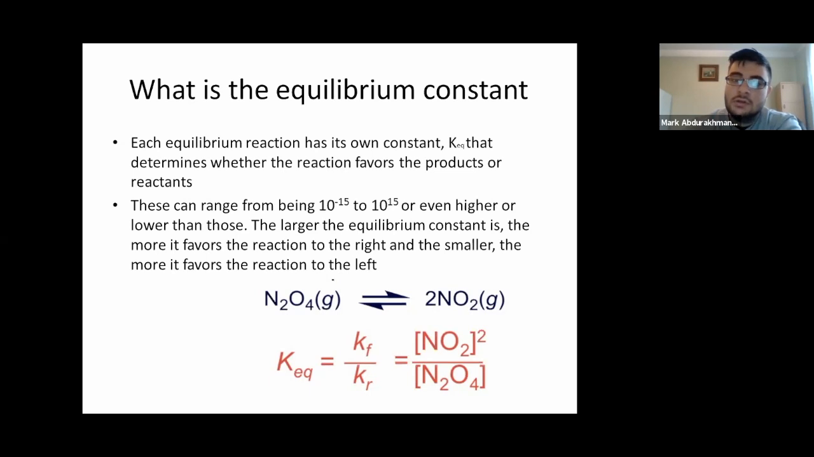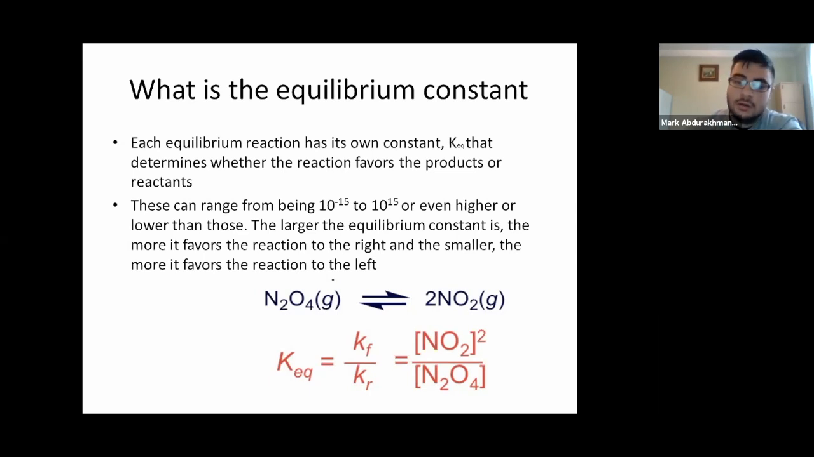The larger the equilibrium constant is, the more it favors the reaction to the right. And the smaller it is, the more it favors the reaction to the left. So if you had an equilibrium constant of 10 to the 30th, you're going to have way, way more products than reactants at equilibrium. And if it's super small, like 10 to the negative 30th, you'll have way, way more reactants than products at equilibrium. It can range anywhere across these values.